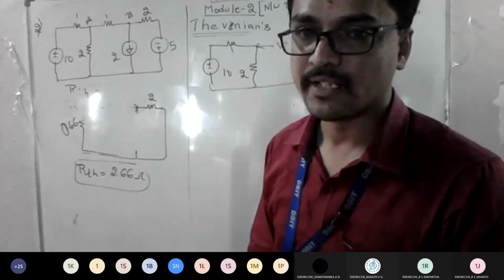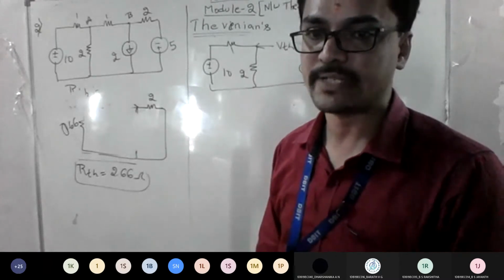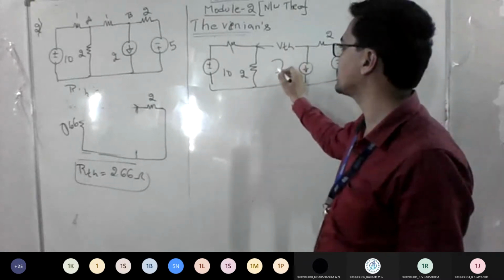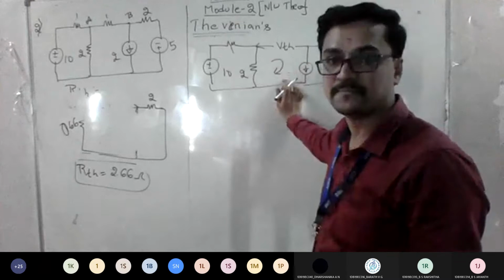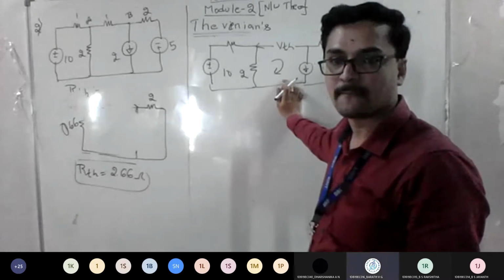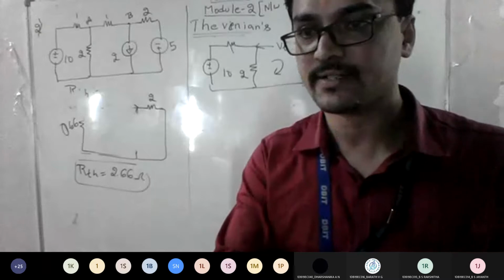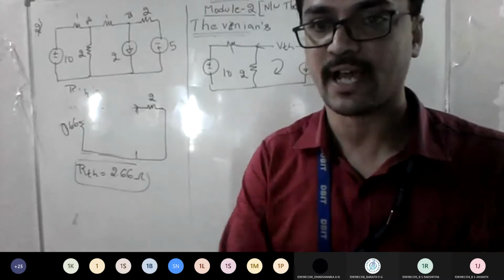If you apply the same logic for your mesh analysis, how will you find the voltage? It means I need to find this mesh current. Correct. If you're able to find this mesh current, the same current flows there, and with the 12 you can calculate.